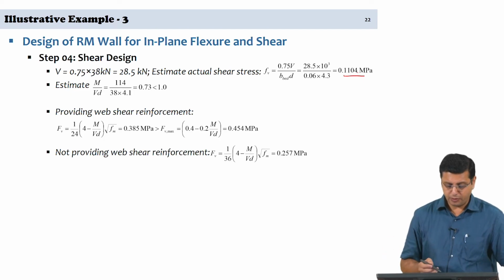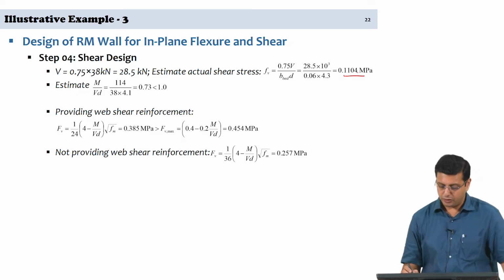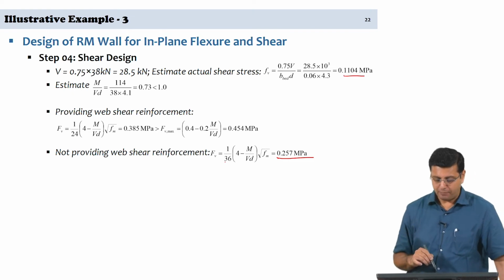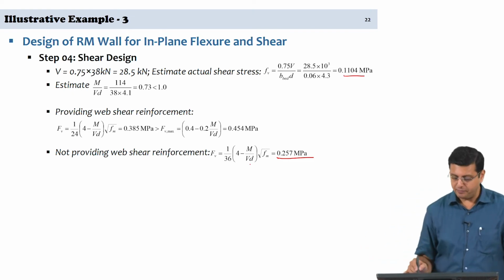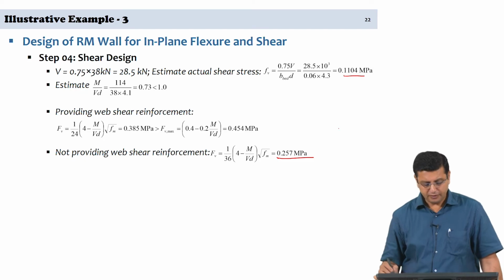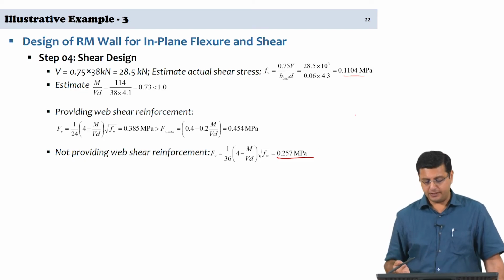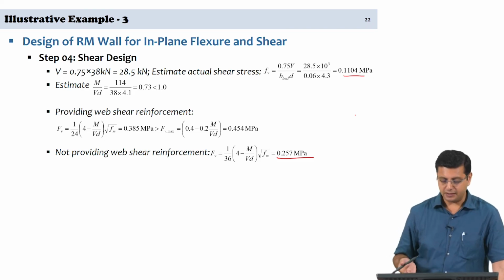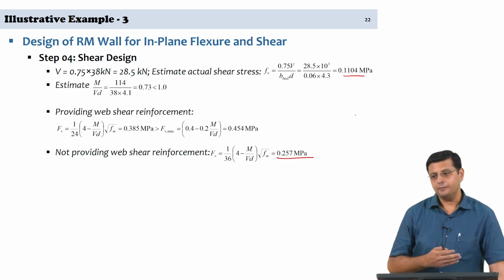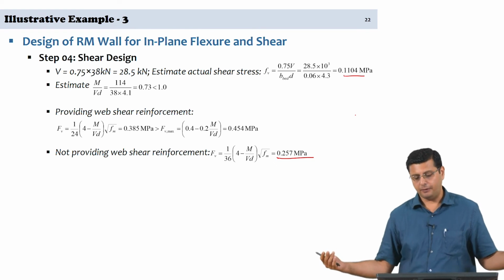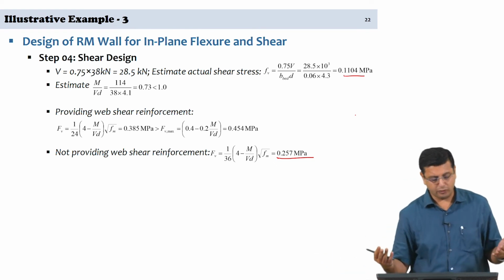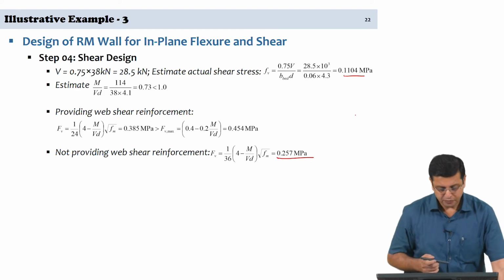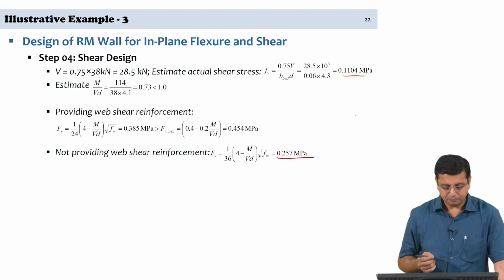If we were not going to be providing web shear reinforcement, we would still be okay. It would be 1/36 of (4 minus M by Vd ratio) into square root of F prime M, and even here the allowable stress is 0.257. However, our actual shear stress is much lesser, which means that the unreinforced wall, without providing web shear reinforcement itself, is adequate to take care of the shear that the wall is being subjected to.